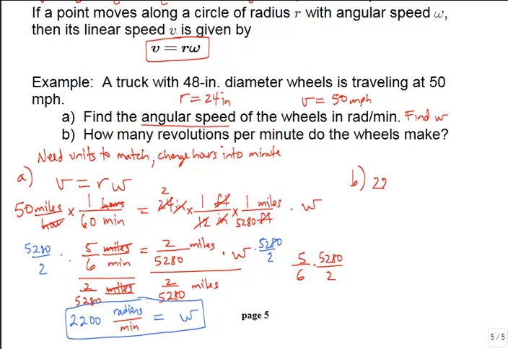So we're going to take the answer that we just got, 2,200 radians per minute, and we're just going to multiply that by a conversion factor. I want to get rid of the radians, so I'm going to put it on the bottom, and I want to change it to revolutions. So what's the conversion factor here? Well, we know that 1 revolution around a circle is equivalent to 2 pi radians.